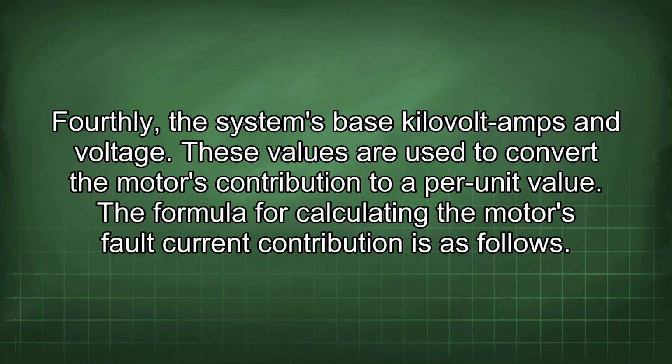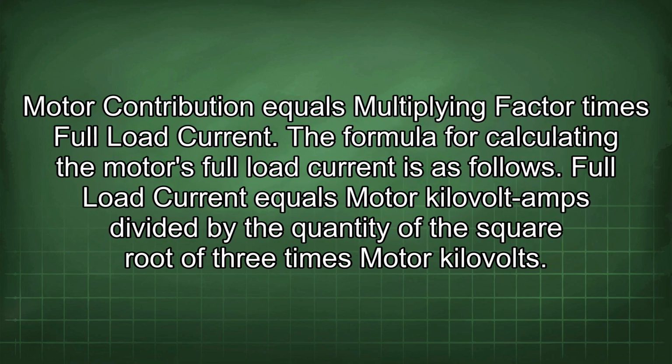Fourthly, the system's base kilovolt amps and voltage. These values are used to convert the motor's contribution to a per unit value. The formula for calculating the motor's fault current contribution is as follows. Motor contribution equals multiplying factor times full load current. The formula for calculating the motor's full load current is as follows. Full load current equals motor kilovolt amps divided by the quantity of the square root of 3 times motor kilovolts.